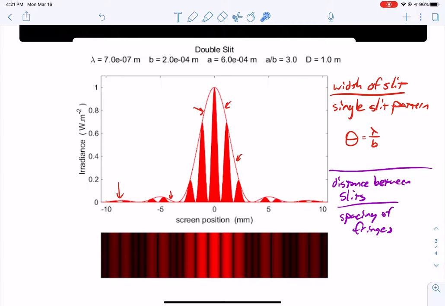We have the equation for the spacing, of course. We have n lambda equals d sine theta. And so if I come here and I increase the distance between the slits, then the fringes are going to get closer and closer together. So double slit diffraction actually deals with both single slit and double slit concepts.